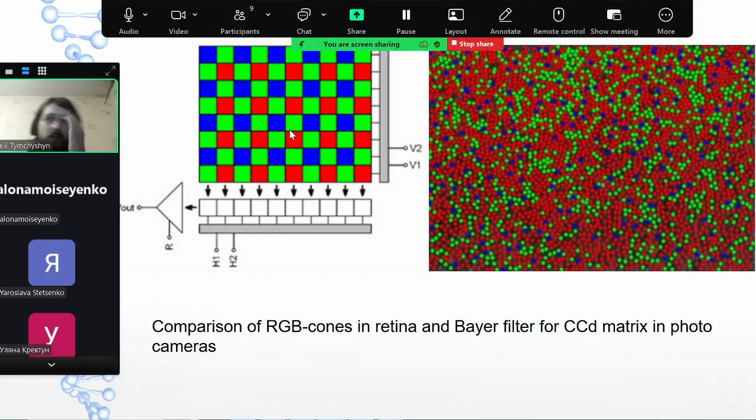I don't remember, it's called some filter, I don't remember the guy's name, but that's some sort of filter that is placed over the CCD matrix to filter the color so that appropriate parts of the matrix react only to that color. And here is our RGB in our retina.